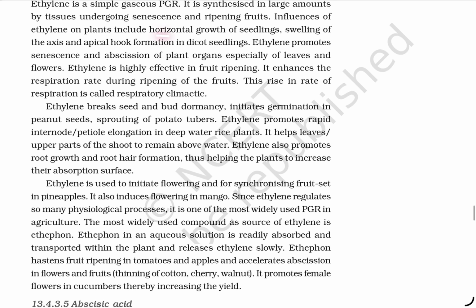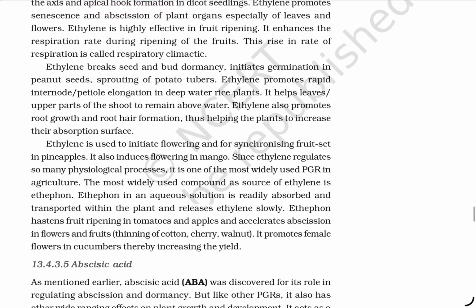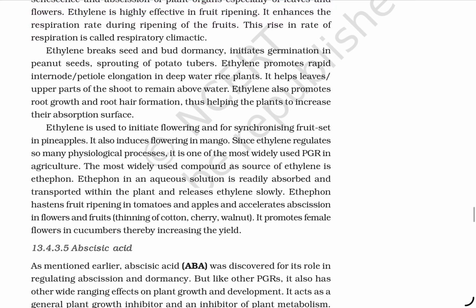Ethylene influences plants and includes horizontal growth of the seedling, the swelling of the axis, and apical hook formation in dicot seeds. Ethylene promotes senescence and abscission of plant organs, especially leaves and flowers.